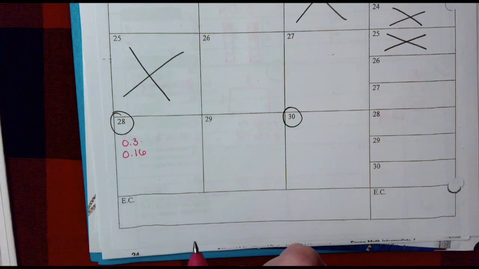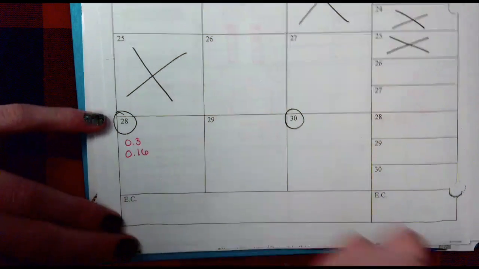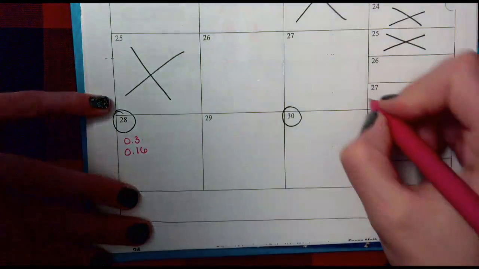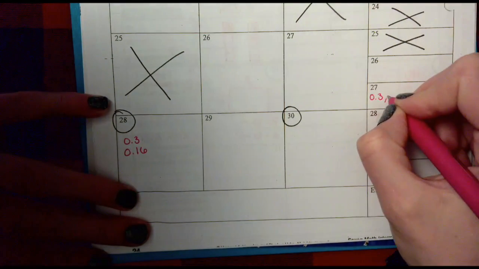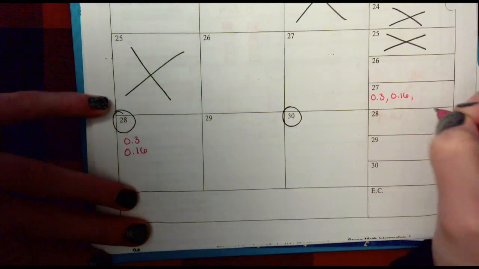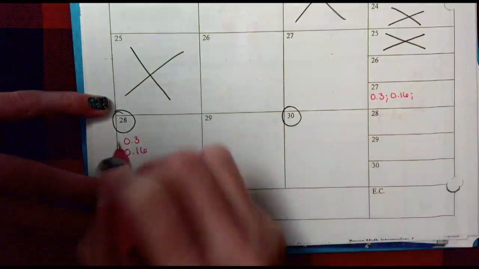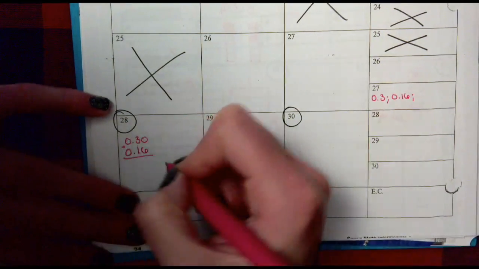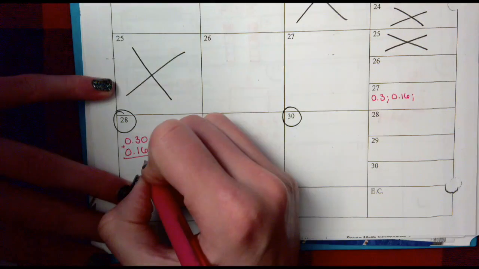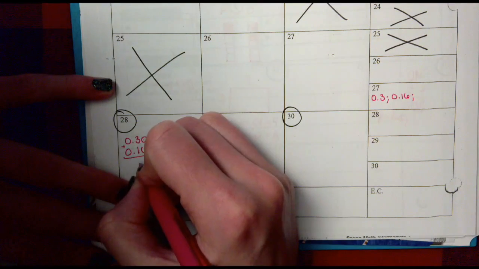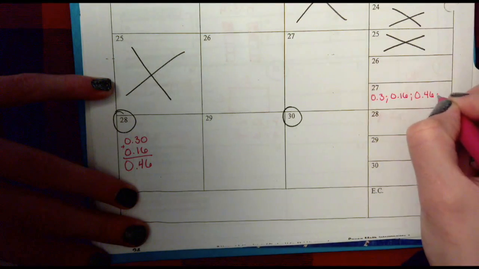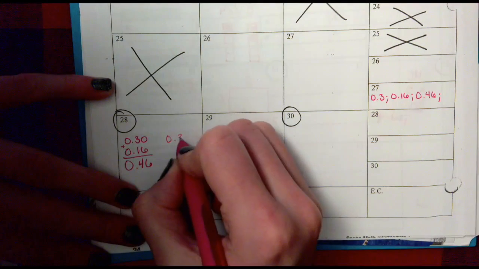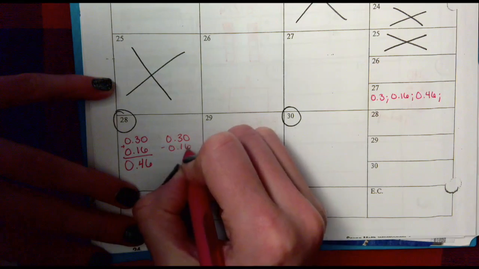First one says find the sum and then find the difference. So for your answer box, we're going to have 4 answers. So first do 0.3, because that was the first box. Then do 0.16, because that was the second box. Now we can add them. 0 plus 6 is 6. 3 plus 1 is 4. So we get 0.46. And the last one says find the difference, so 0.30 minus 0.16.